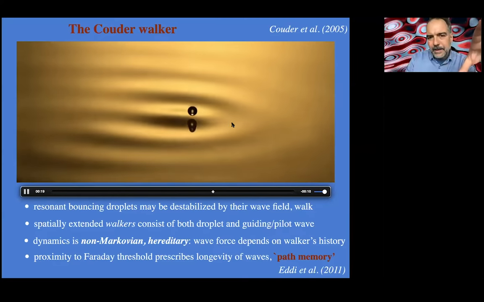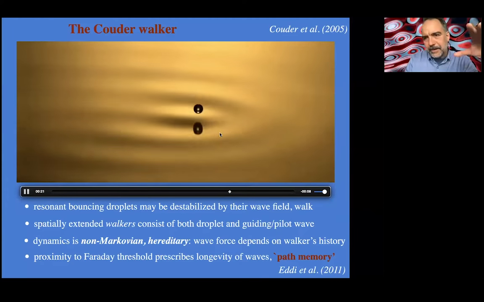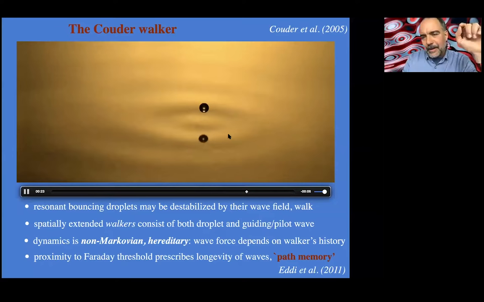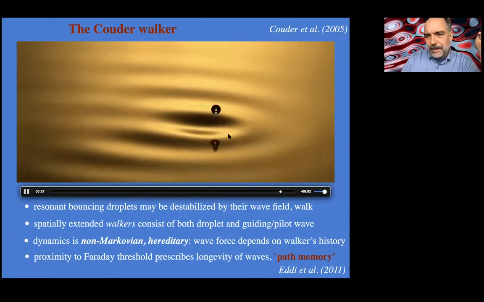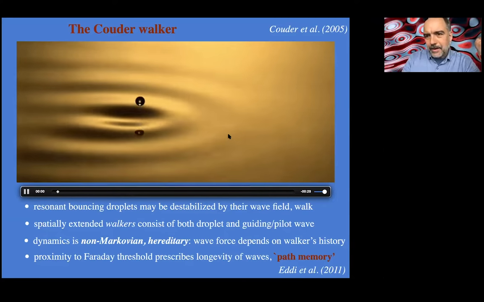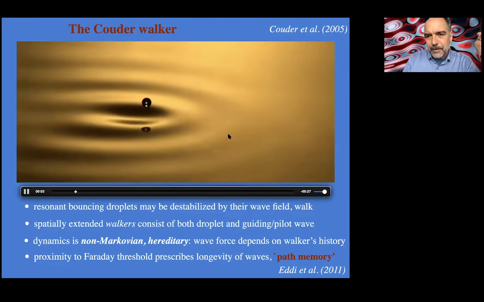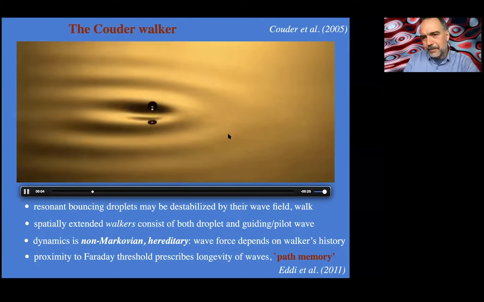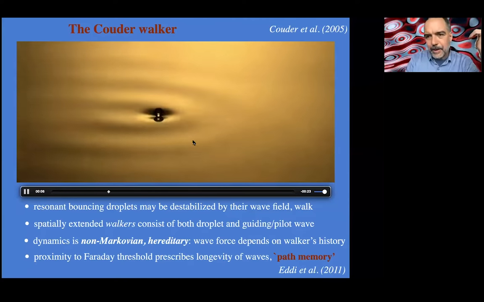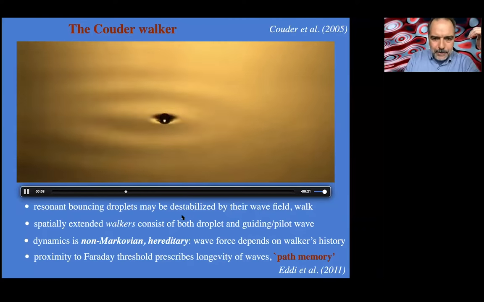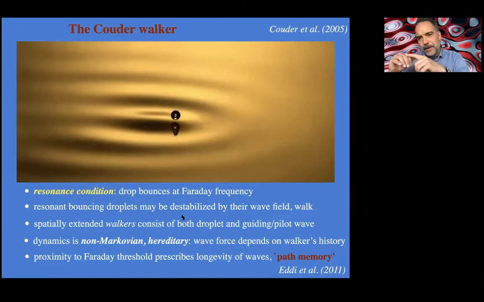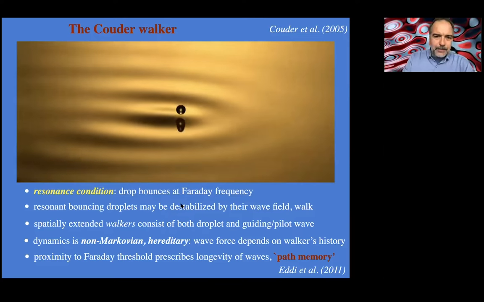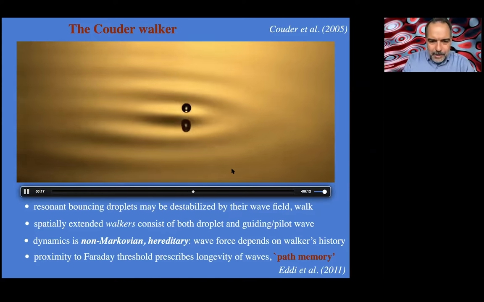And the key thing in this system is the resonance. So because it's resonant, in order to get these walkers, it has to be bouncing at the Faraday frequency, which is the most unstable frequency of the Faraday waves, okay? And I should mention that the Faraday waves are subharmonic. So the drop achieves resonance with its wave field and is then propelled along it by its wave. And you see it's basically dressed in this quasi-monochromatic waveform.